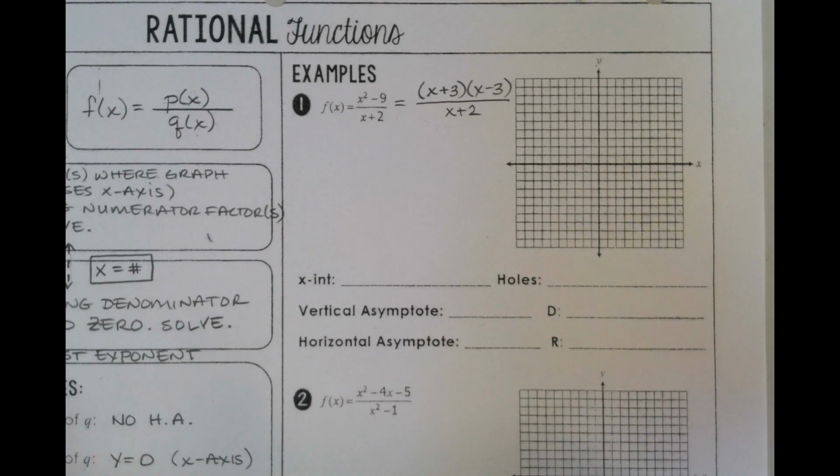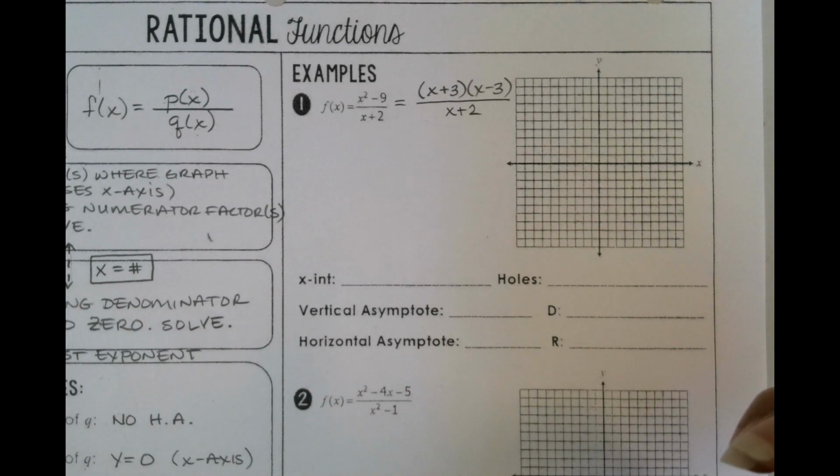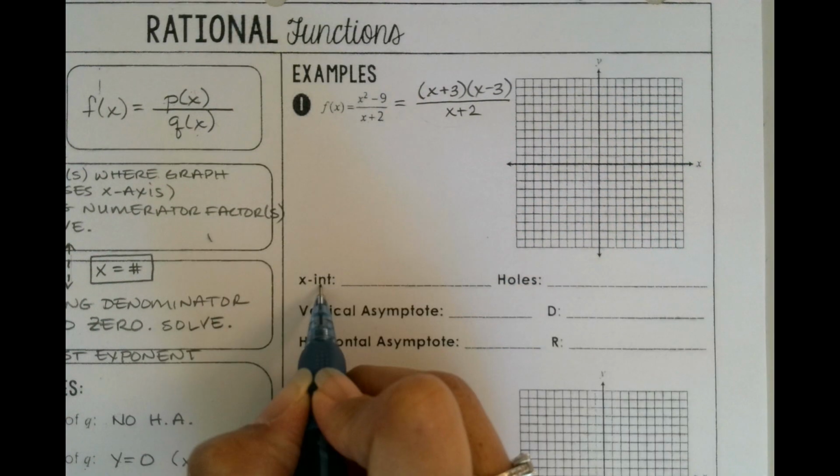There are no common factors, so we are actually done. Next step, use this factored answer to start finding all the attributes. So let's go first with x-intercept.